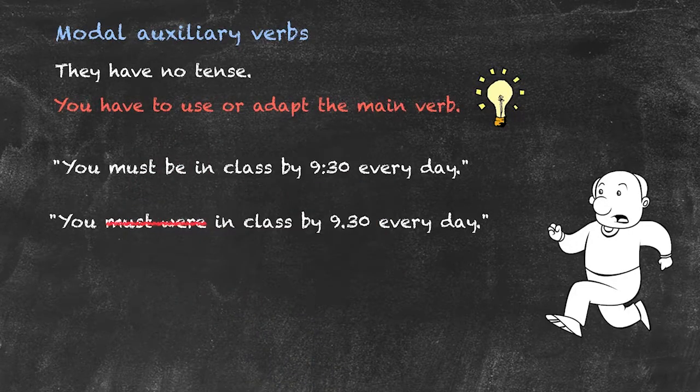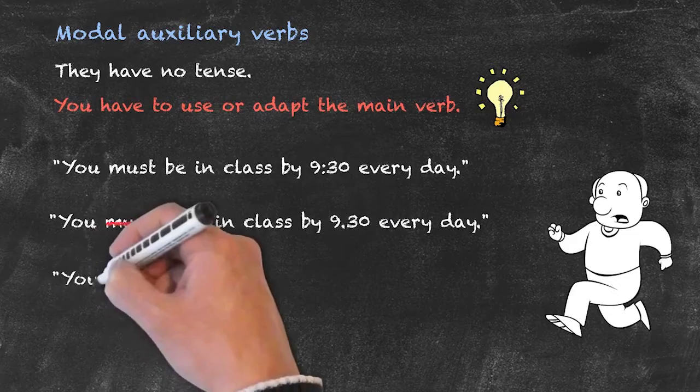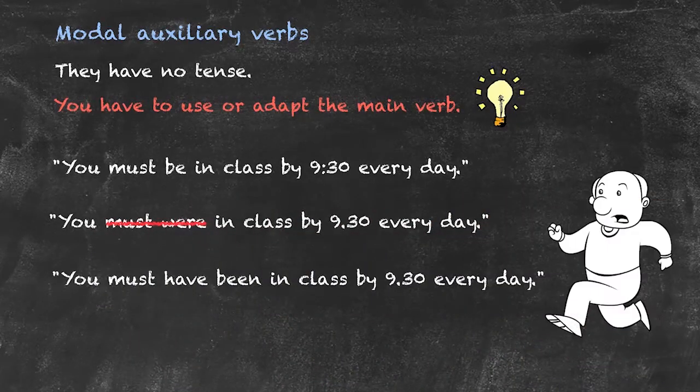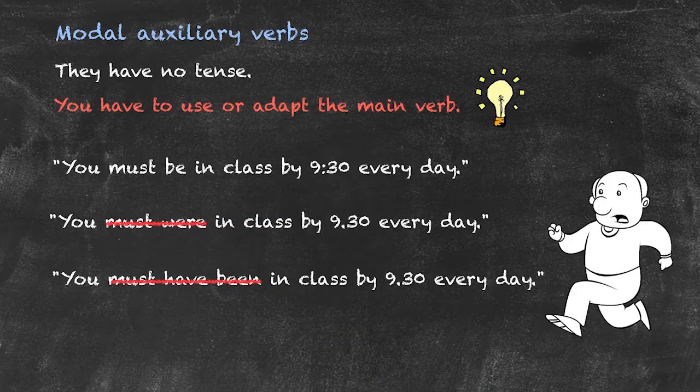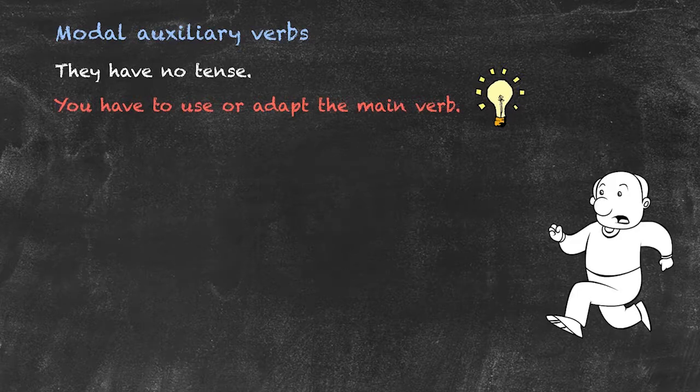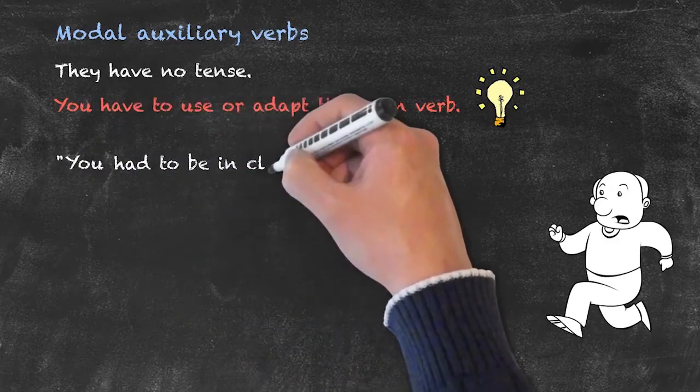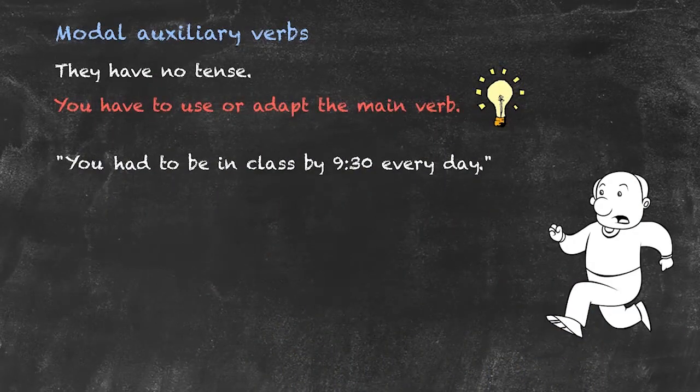You might think that one way of approaching that could be, you must have been in class by 9:30 every day. Unfortunately, this is now not an obligation, but a deduction. So the modal auxiliary verb must, in this case, can't be used to talk about an obligation in the past. In this case, you would use a semi-modal. You had to be in class by 9:30 every day, with had to used to express obligation in the past.